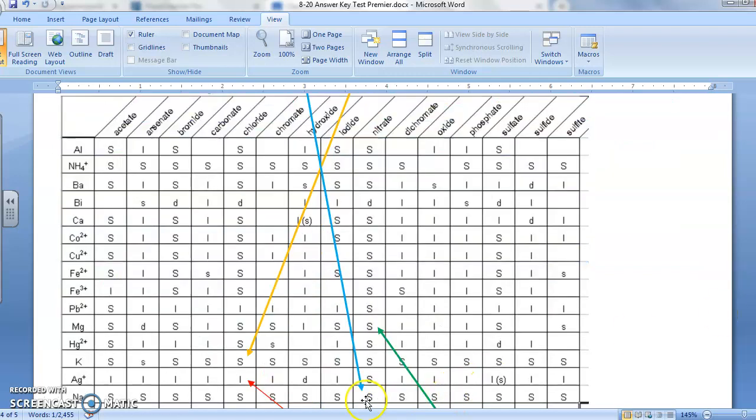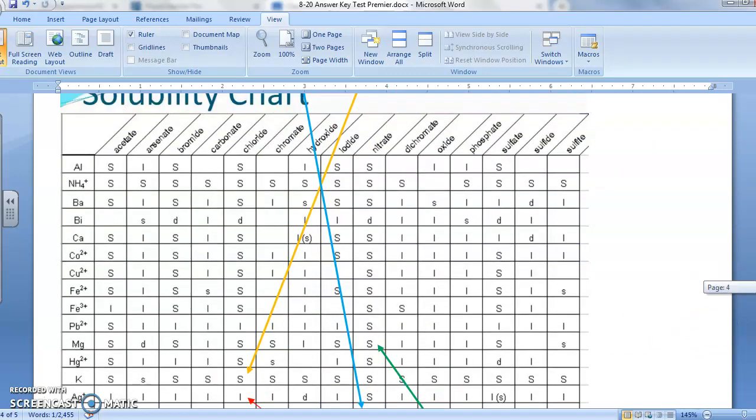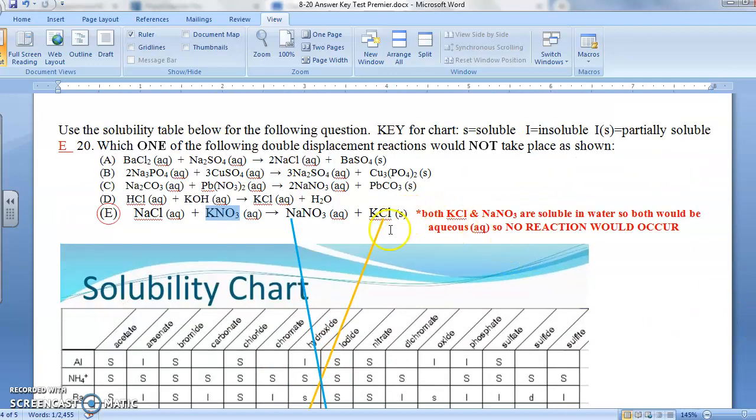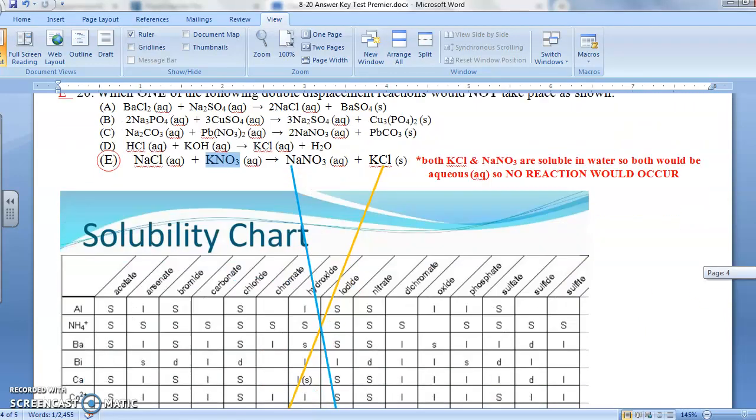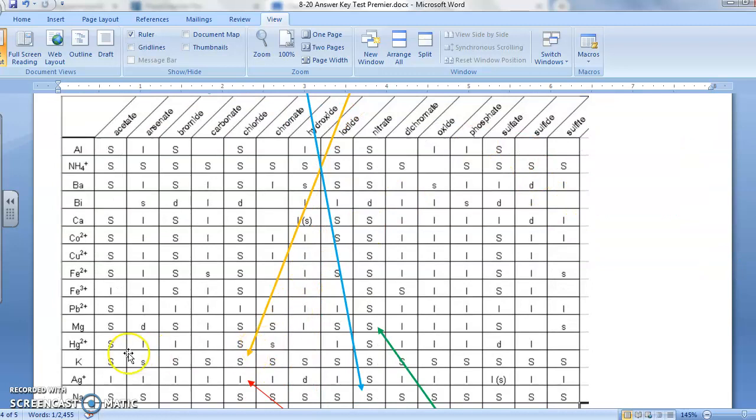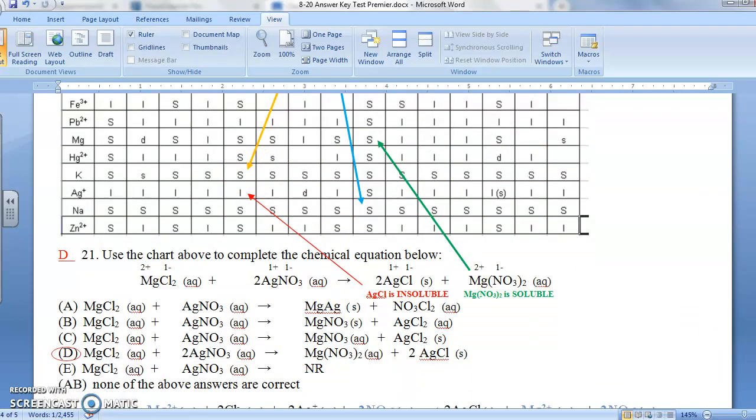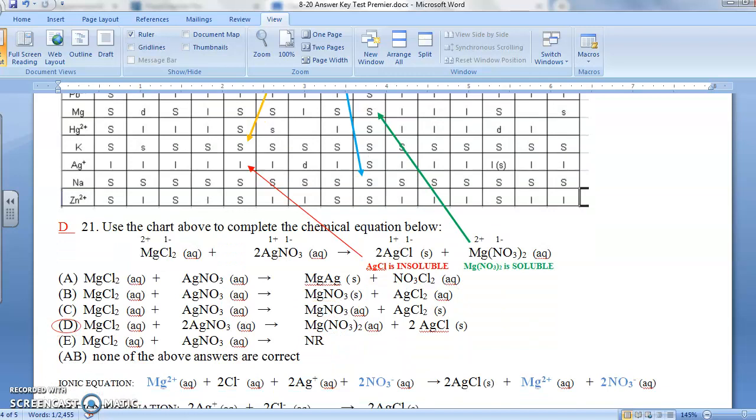NaNO3, follow that arrow down, soluble. KCl should have an aqueous after it. Follow that arrow down. KCl, highly soluble. No precipitate's going to form. We come down to the next question, number 21. Use the chart above to complete the chemical equation.